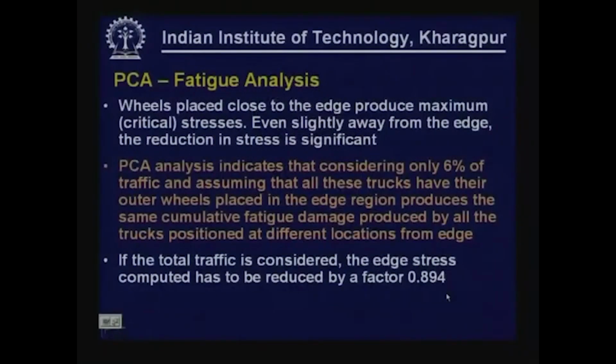Portland Cement Association PCA analysis indicates that considering only 6% of the total traffic traveling in one direction, and assuming that all these trucks have their outer wheels placed in the edge region, produces the same cumulative fatigue damage produced by all the trucks positioned at different locations from the edge.